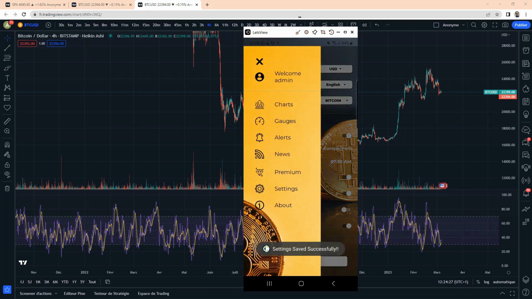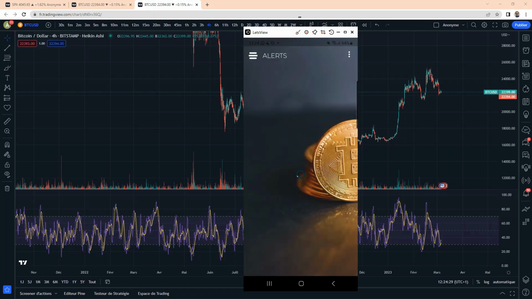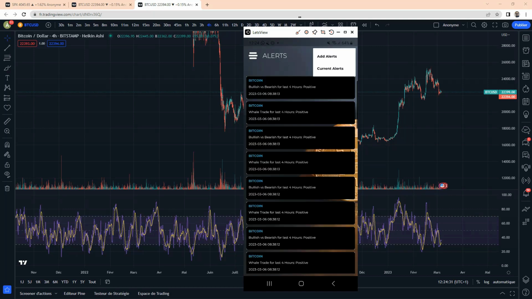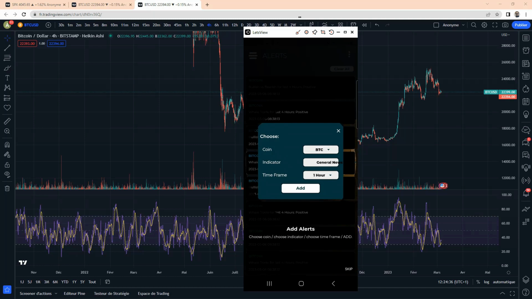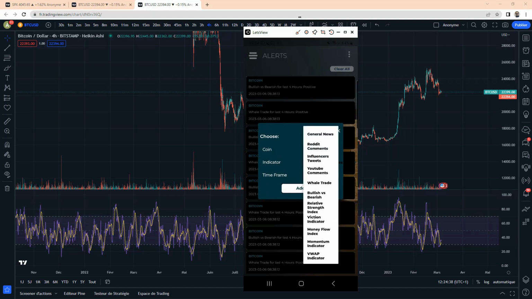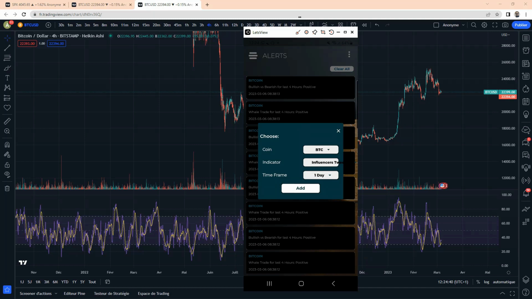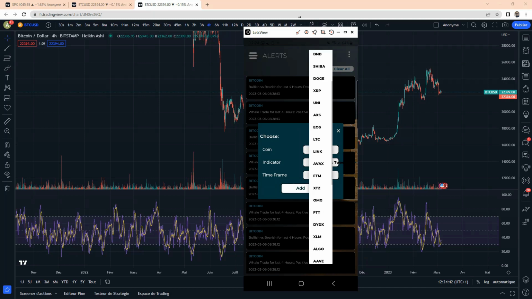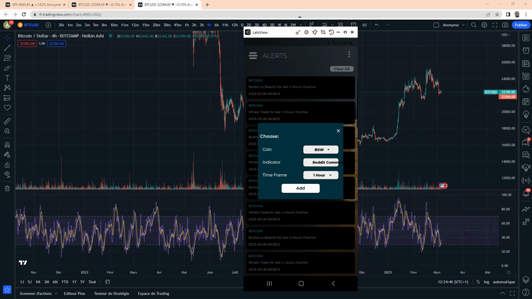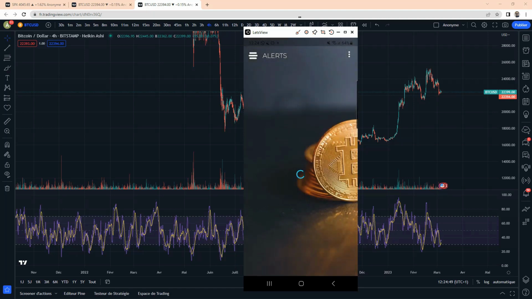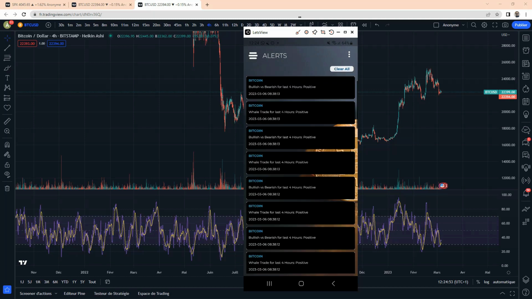So the other functionality is the alerts. You can define an alert with a push, depending on what you are interested in. If you want the influencer tweets for whatever coin in the list, let's say BSW, for the last 12 hours, you add it, it will update the DB, and then once you have something going on in the market, you will get a push.